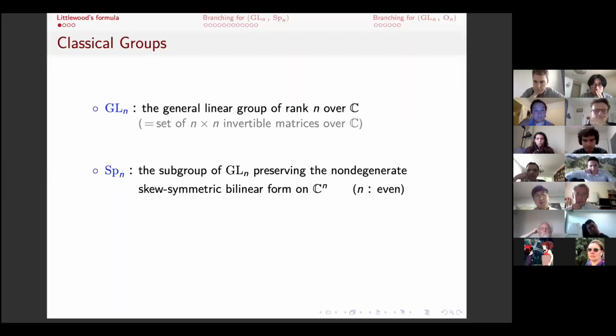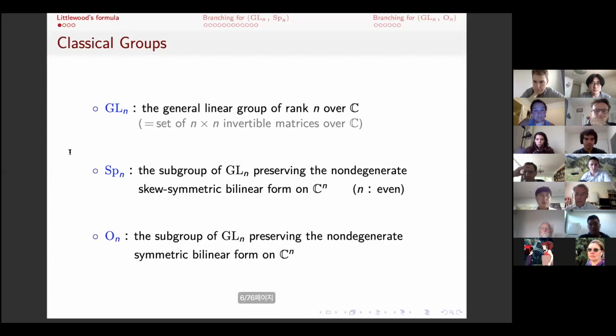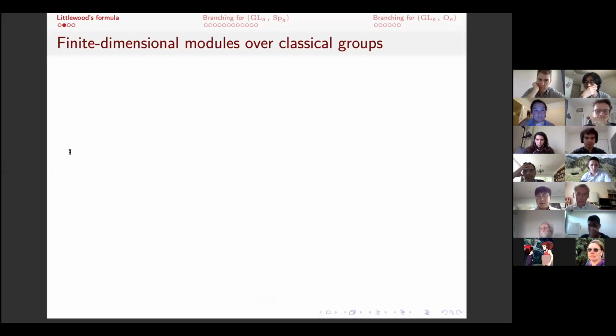That is the subgroup of GL_n preserving the non-degenerate skew-symmetric bilinear form on C^n. O_n means the orthogonal group, which is the subgroup of GL_n preserving the non-degenerate symmetric bilinear form on C^n. Let us consider finite-dimensional irreducible modules over the classical groups.